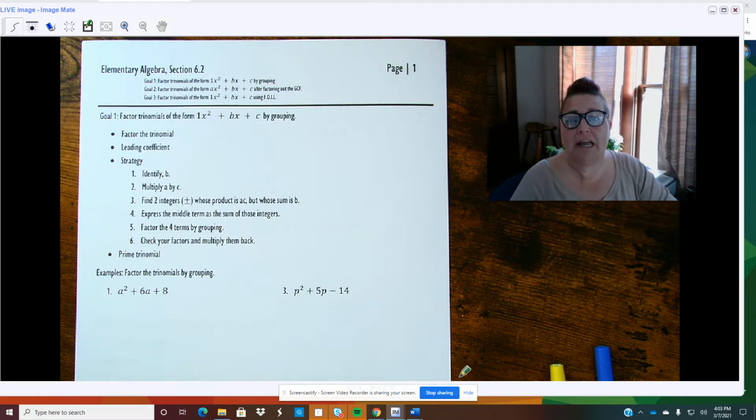We are looking at chapter 6. This is on factoring. We're going to look at factoring trinomials today, some basic trinomial factorization. We're going to talk about factoring trinomials by grouping. We're going to talk about greatest common factors, and then we're going to use some mental math.